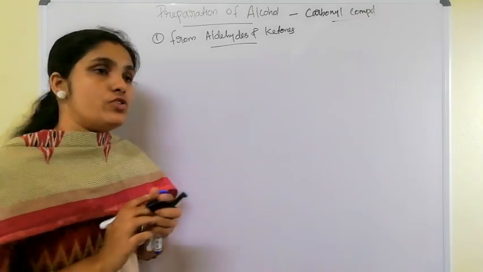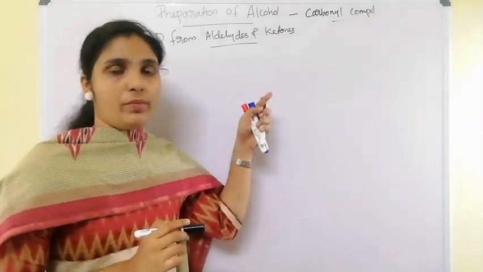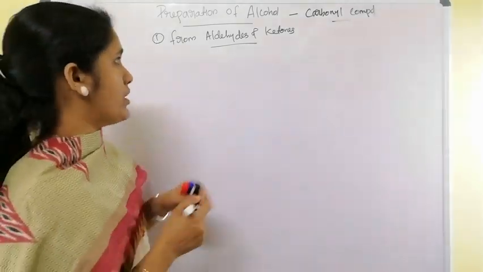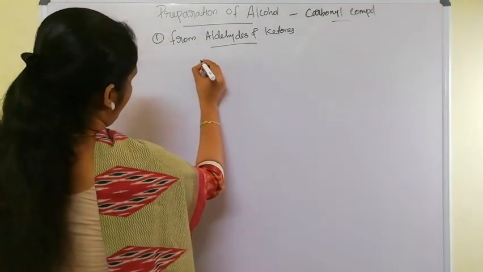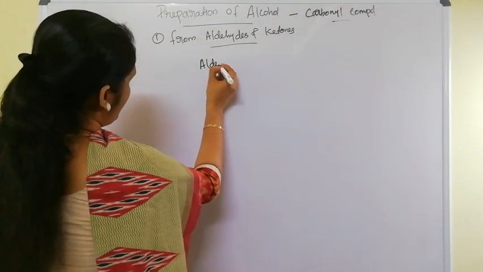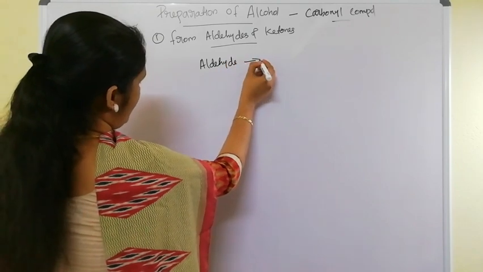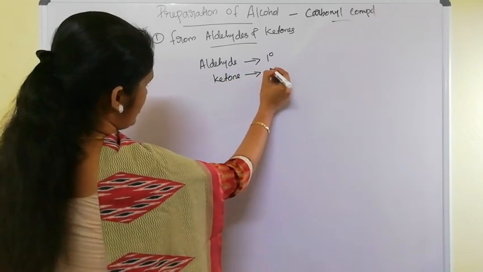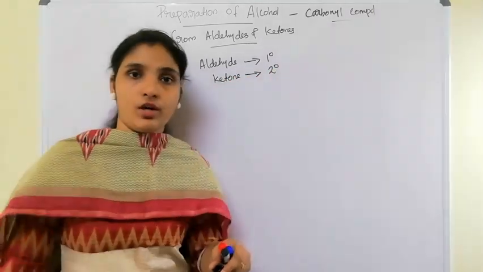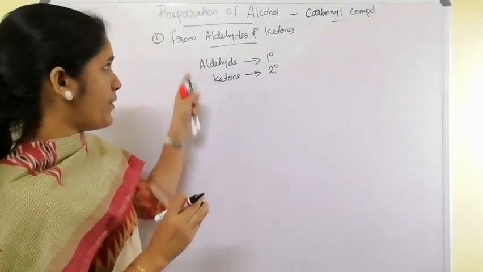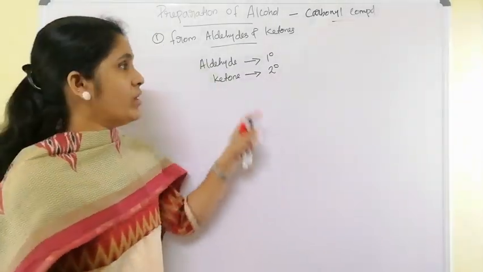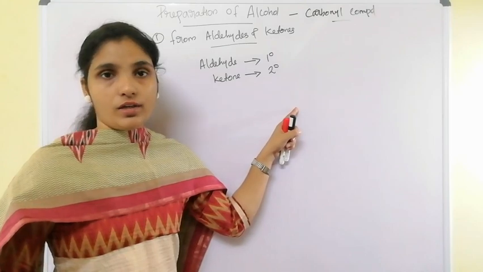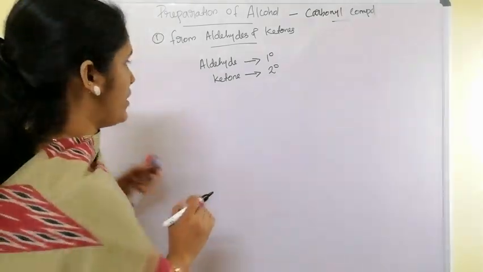Children, maybe you have studied this in the section on aldehydes and ketones. Anyhow, just recall it once again. An aldehyde will always give primary alcohol and a ketone will always give secondary alcohol. So children, please remember these points before going to the chemical reactions. Always, aldehyde gives primary alcohol and ketones give secondary alcohol. So let's do the reactions.